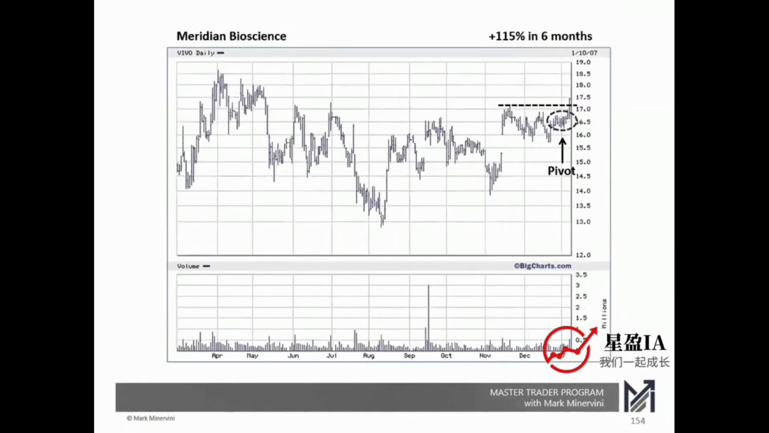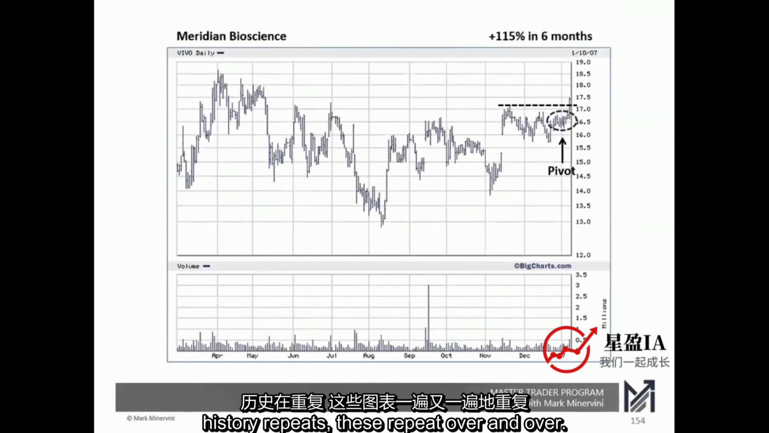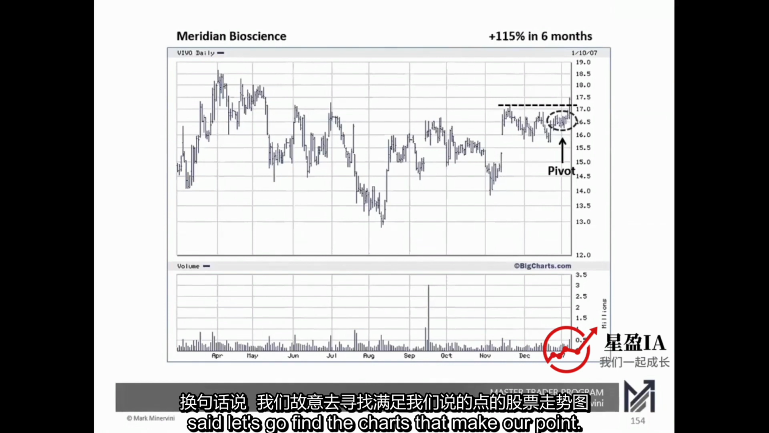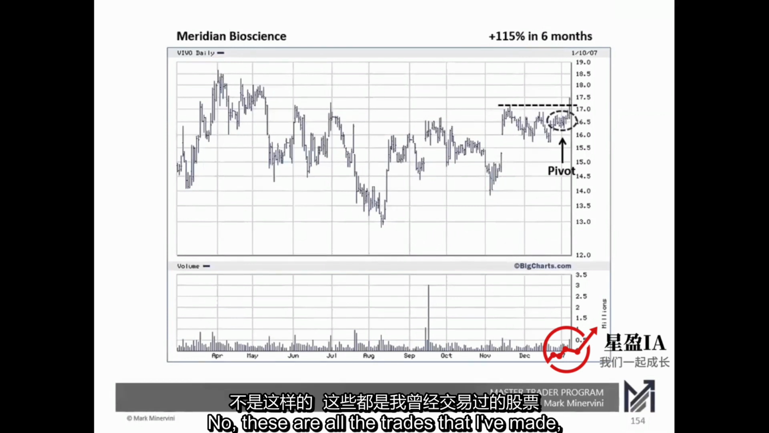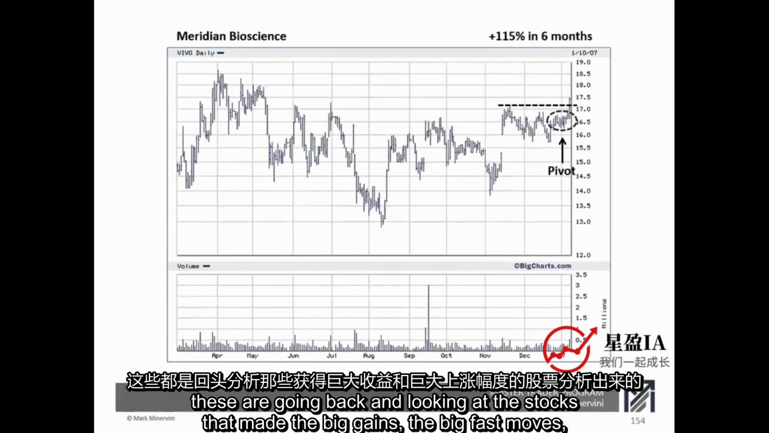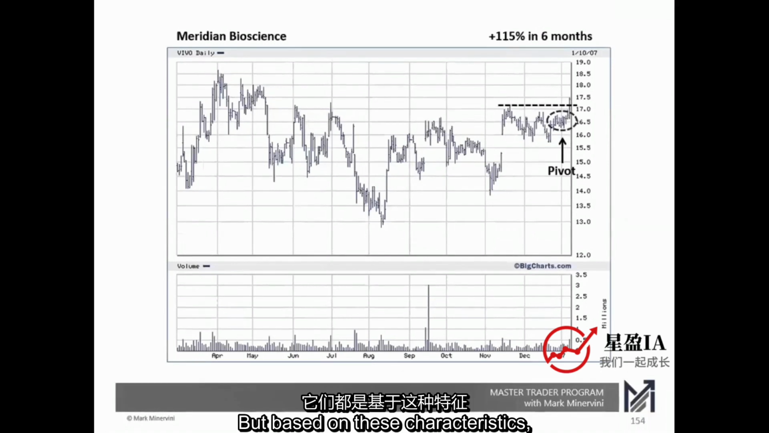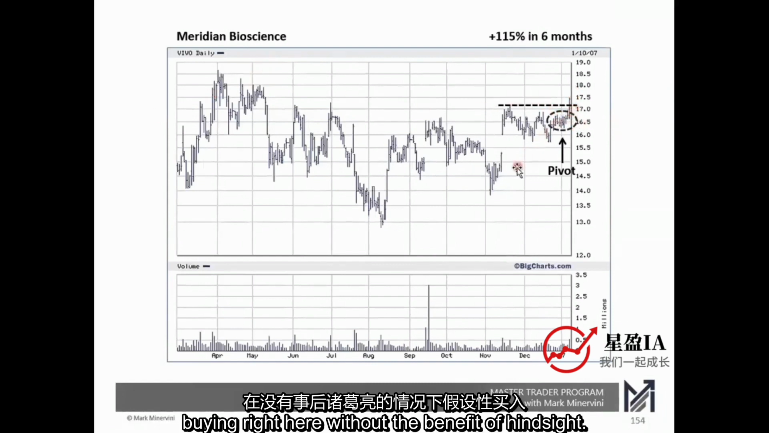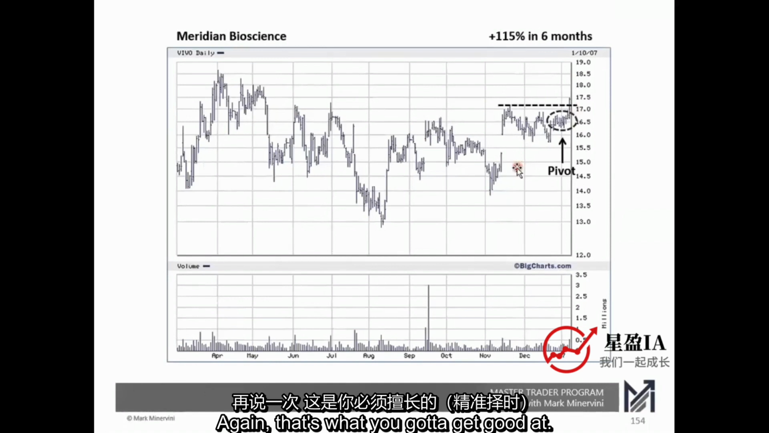And again, looking at these charts, history repeats. These repeat over and over. This is not something where we've come and said, let's go find the charts that make our point. Nope, these are all the trades that I've made. These are going back and looking at the stocks that made the big gains, the big fast moves, and stocks that I traded based on these characteristics. 95% of these are all trades that I made in real time on this day, buying right here, without the benefit of hindsight. And again, that's what you've got to get good at.